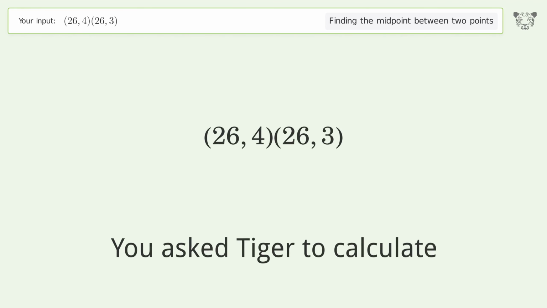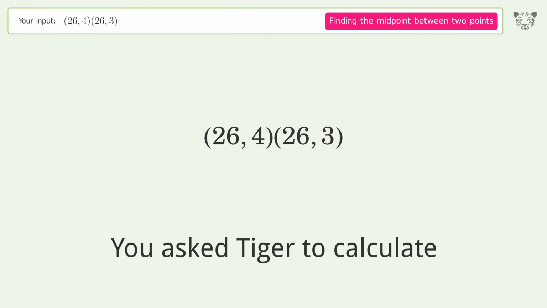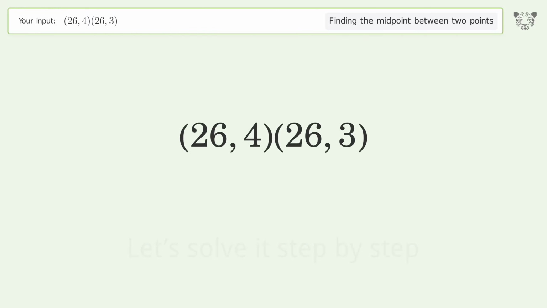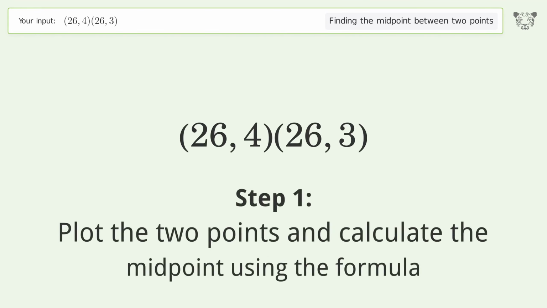You asked Tiger to calculate. This deals with finding the midpoint between 2 points. The midpoint between the 2 points is 26, 3.5. Let's solve it step by step. Plot the 2 points and calculate the midpoint using the formula.